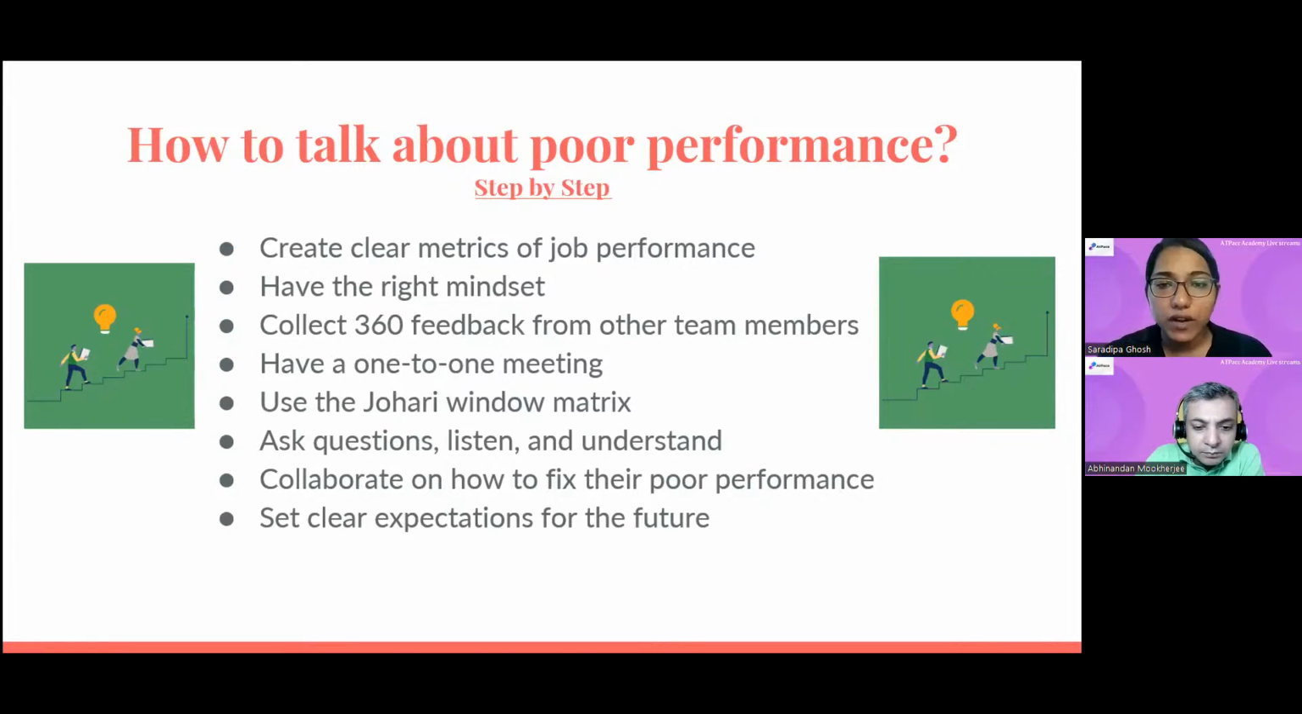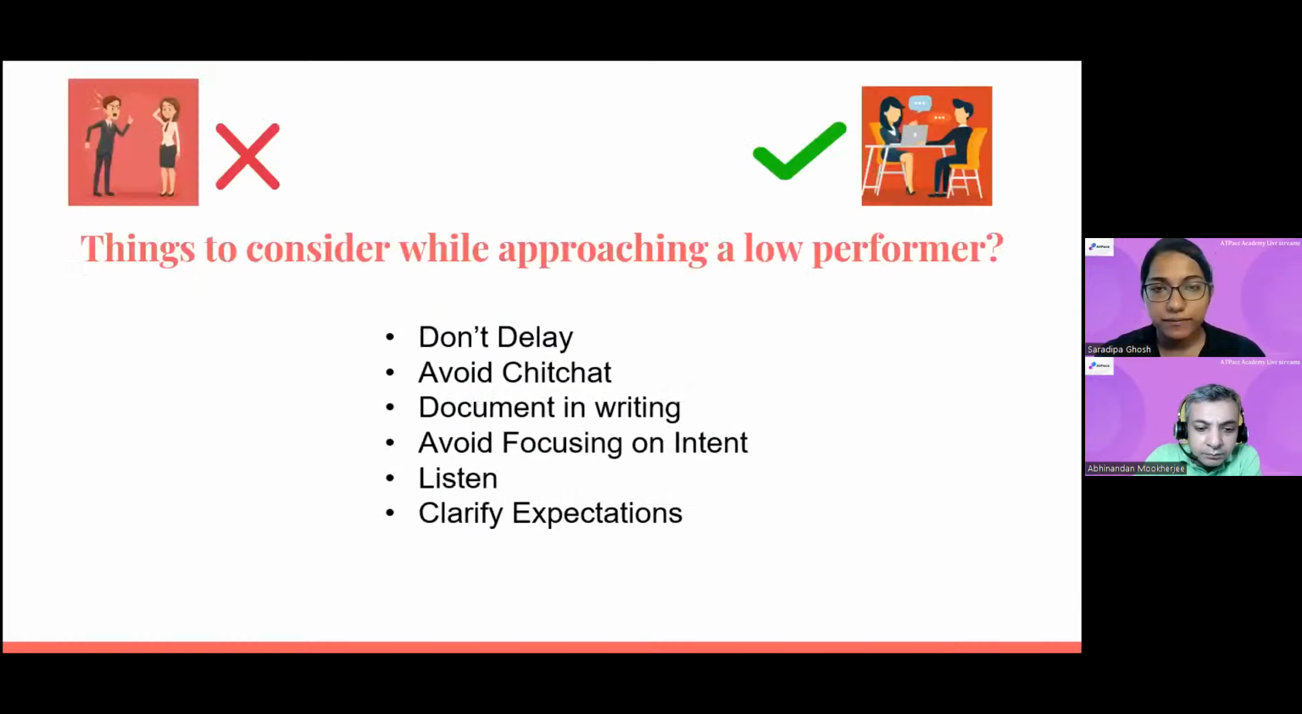You can use the Johari window matrix, that is, the open self and the blind self. That is the Johari window. And you should ask questions, understand, and listen to what your employee is trying to tell you. Then you should collaborate, come together and fix the problem. And set clear expectations for the future. Once the problem is solved and you have talked about it, you should tell the employee that you were expecting this from that person, and they should do it accordingly.